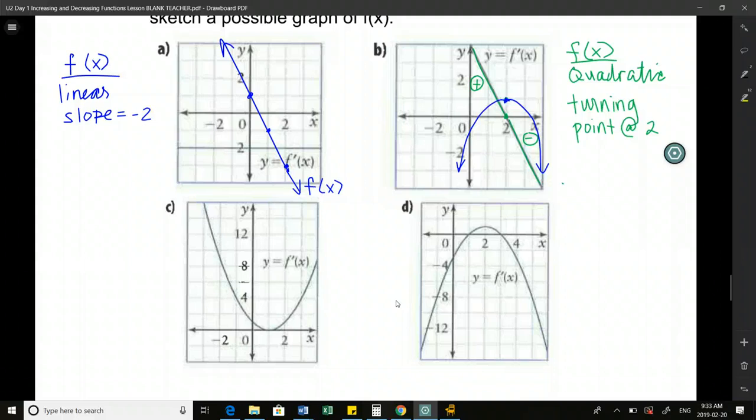Again, I don't know exactly where the shift of this function is, so we could all have different functions and it still be correct. But in general, it should be a parabola facing down, and the turning point, or the vertex of that quadratic, should be at the x value 2. That's all we know.